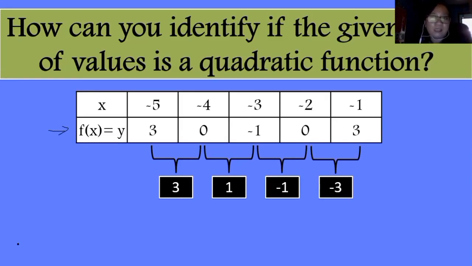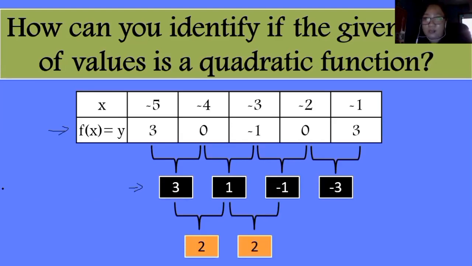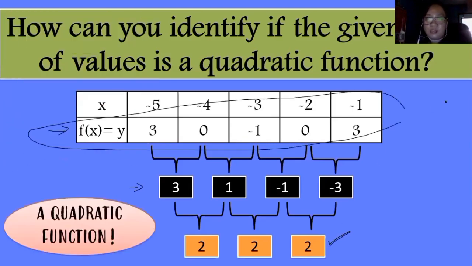Then we'll repeat the same process with this group of numbers this time. So 3 minus 1, 2. 1 minus negative 1 is also 2. And negative 1 minus negative 3 is 2. Now, if in the second layer of the differences of the values of y they appear to be similar, then you will consider this table of values a quadratic function. Okay? Let's have another one.